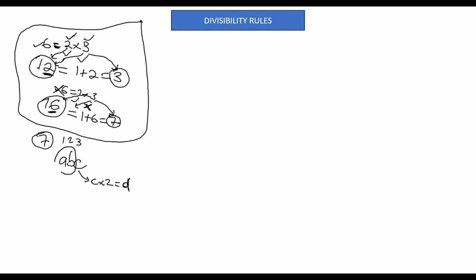Then you cut the C off from the ABC, and bring down the remaining digits. So AB minus the answer you got from multiplying by 2, which is D. If you do AB minus D, you are going to get an answer. Then you check that answer. If that answer is a multiple of 7, or divisible by 7, then the number qualifies.